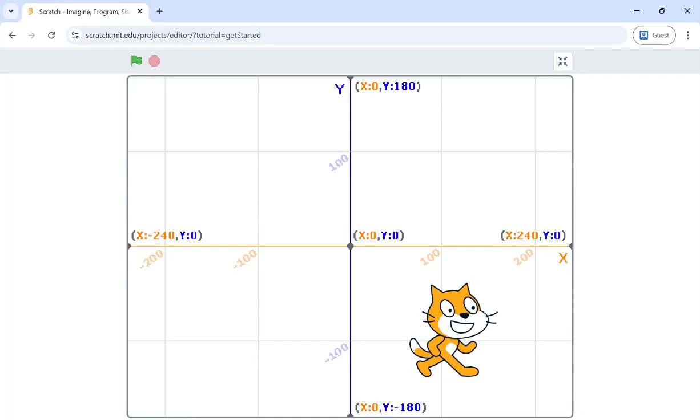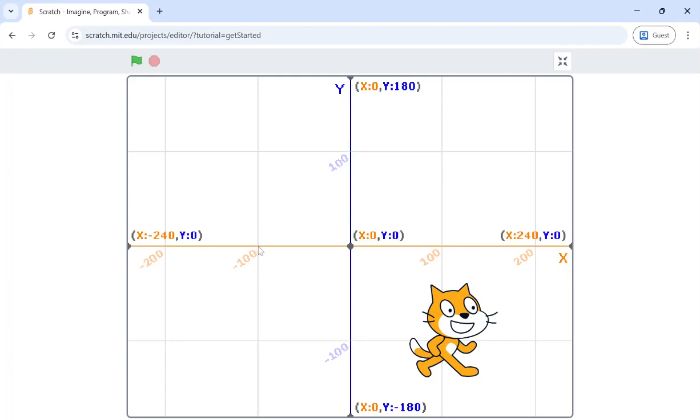Similarly, for vertical movement, Y is 0 in the middle. On top, the maximum value of Y is 180, and at the bottom, Y is negative 180. So again, when the sprite goes up, the Y would be increasing, and when it comes down, the value of Y would be decreasing.